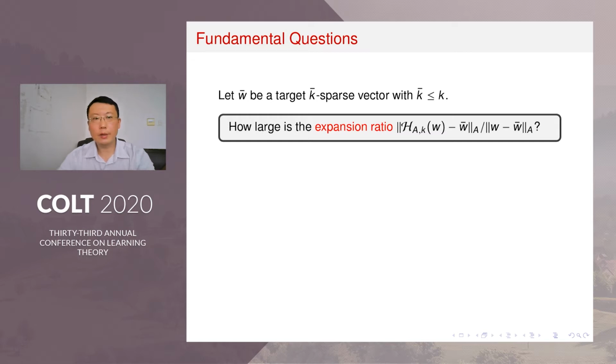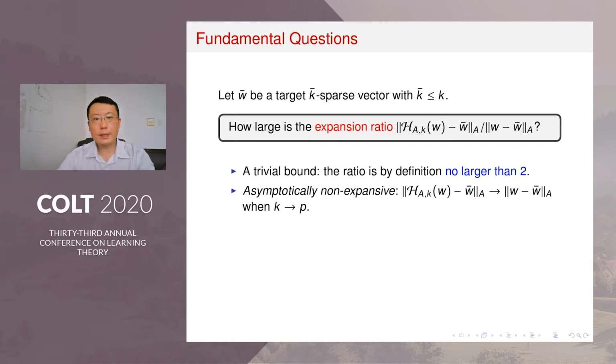That is, for a given k-bar sparse vector W bar, we want to know how large is the ratio between these two Mahalanobis distances after and before truncation. Obviously, by definition, the ratio is no larger than 2. Unlike the convex soft thresholding operators, we cannot expect the expansion ratio of non-convex MHT to be no larger than 1. However, we do know that the ratio will be close to 1 for large enough k. Actually, in the extreme case when k equals p, the ratio is exactly 1.